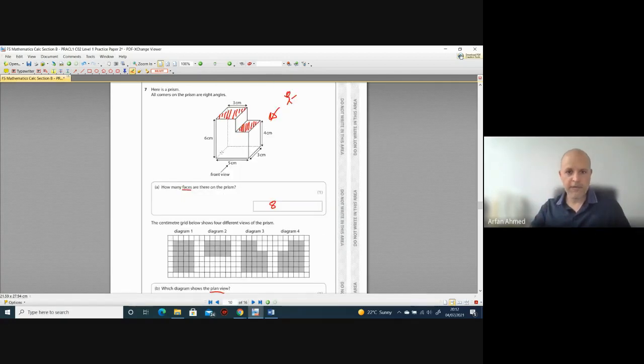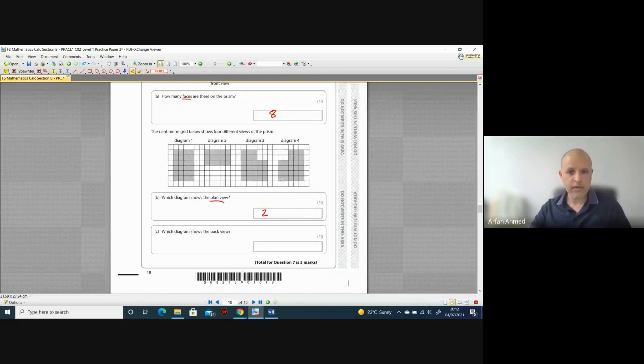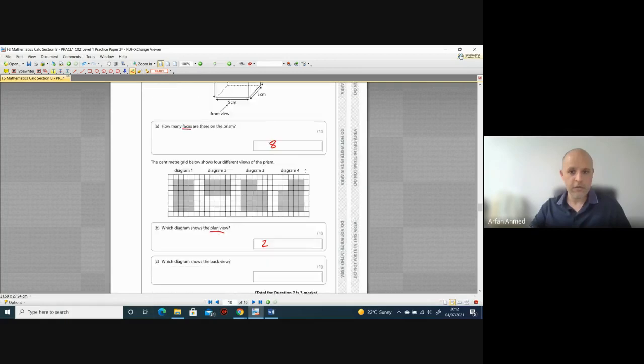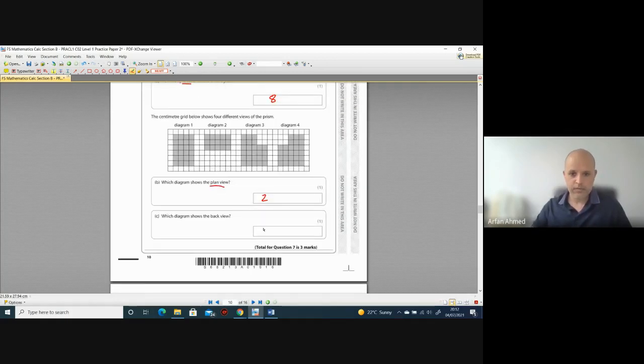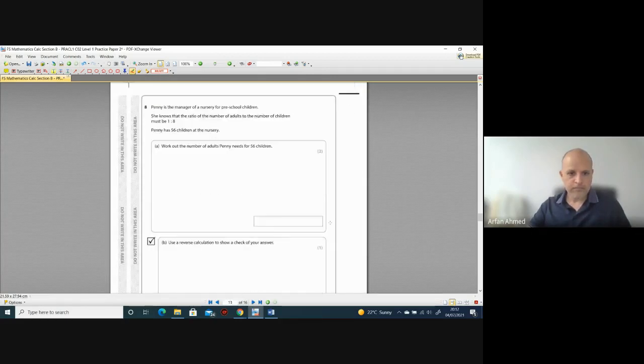It's going to be a flipped image of the front view. So it's going to be not number 3, it's going to be number 4. It's going to look like that. Again, you're going to have to visualize what it looks like, but it's the opposite of the front view, basically, the reverse of the front view, which is number 4. Don't spend ages on something like this. It's only 1 mark. Let's move on.